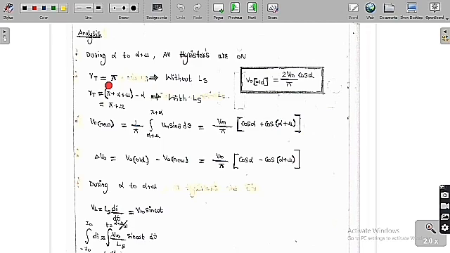See, T1 is conducting from alpha to pi plus alpha. If you take the difference, pi plus alpha minus alpha, you get the conduction angle of each thyristor equal to pi without source inductance. But if you want to find the conduction angle when source inductance is present, you can see clearly that T1 is conducting from alpha to pi plus alpha plus mu.